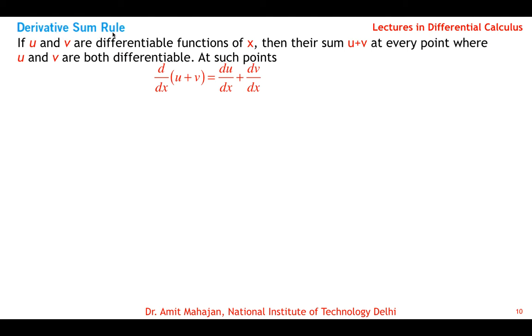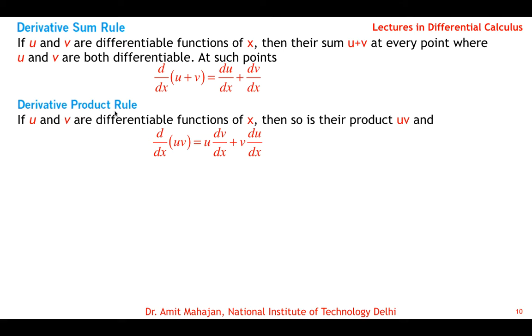The derivative sum rule: if u and v are differentiable functions of x, then their sum u plus v is also differentiable at every point where u and v are both differentiable. At such points, the derivative of u plus v can be written as the derivative of u plus the derivative of v. So the derivative of a sum can be calculated as the sum of the derivatives.